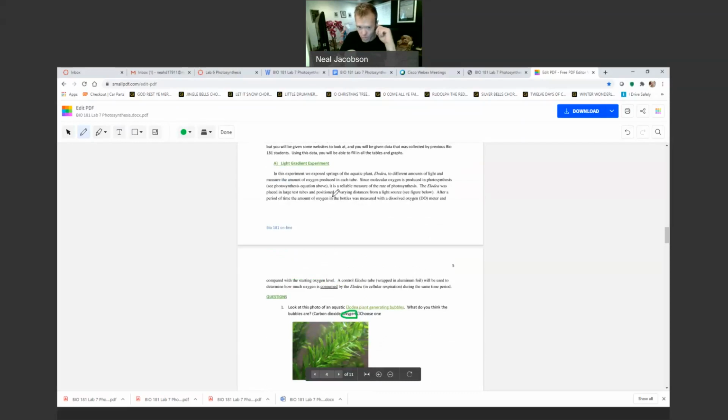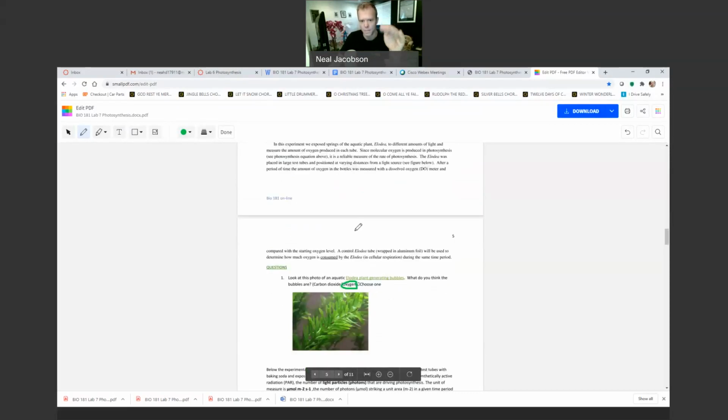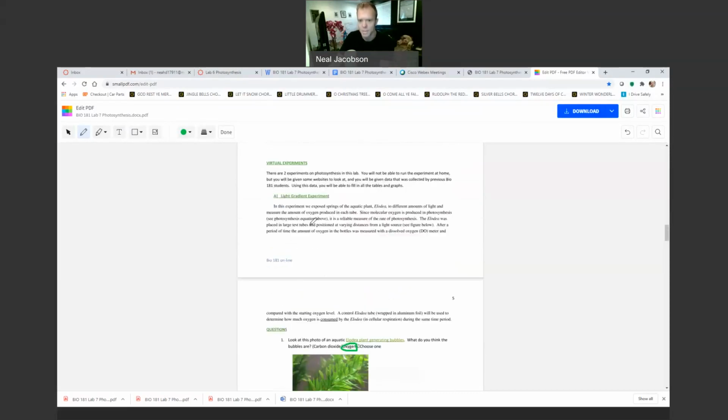So what we're going to do is, if you're reading this, Elodea is placed in test tubes at different distances from the light source. The different distances from the light source represent the independent variable, because that's what I can manipulate in this system. I can ask, how does intensity affect the rate of oxygen production in Elodea? The light intensity is my independent variable, because I can put the plants at different distances, and that changes the intensity at which they're receiving the light.